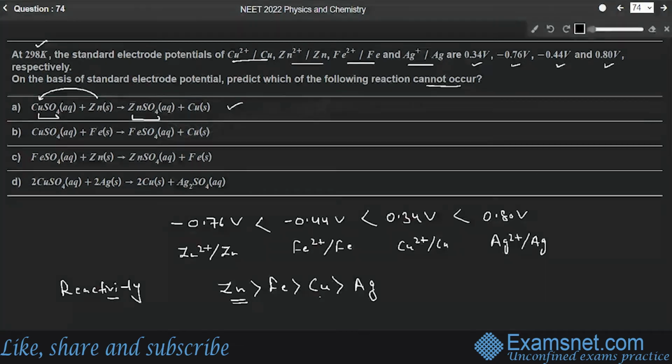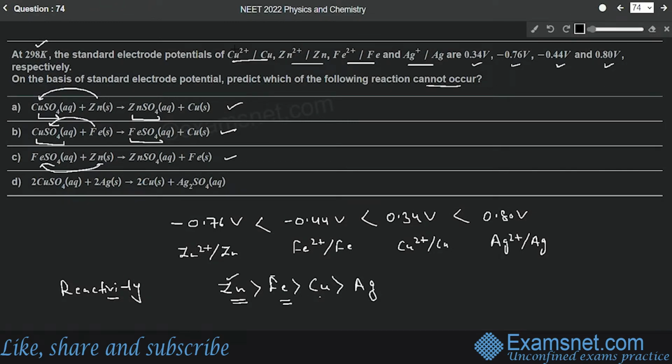Now, in the second one, we can see that here it is copper sulfate, here it is ferrous sulfate. Okay, that means ferrous or the iron has displaced the copper. Okay, so ferrous should be more reactive than copper. So yes, ferrous is more reactive than copper. So this reaction is also possible. Now the third one is where zinc has replaced ferrous. Okay, so zinc is again more reactive than ferrous, so it is also possible.